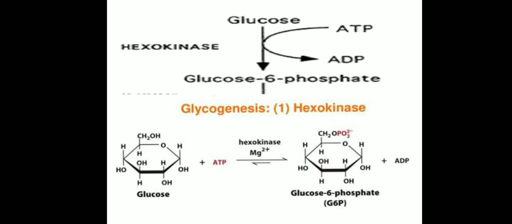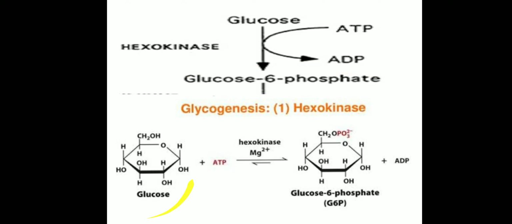In the first step of glycogenesis, glucose is first trapped inside the liver cell cytoplasm by the process of phosphorylation. In this process, one phosphate group of ATP molecule gets attached to the glucose molecule to form glucose 6 phosphate.